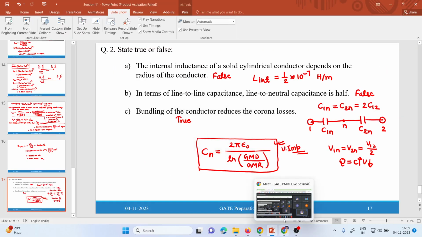So this is all for today's class. Today we have covered these characteristics of the transmission line, that is line inductance and capacitance calculation. From the next class, we will see the modeling of transmission lines: short transmission line, medium transmission line, and long transmission line.